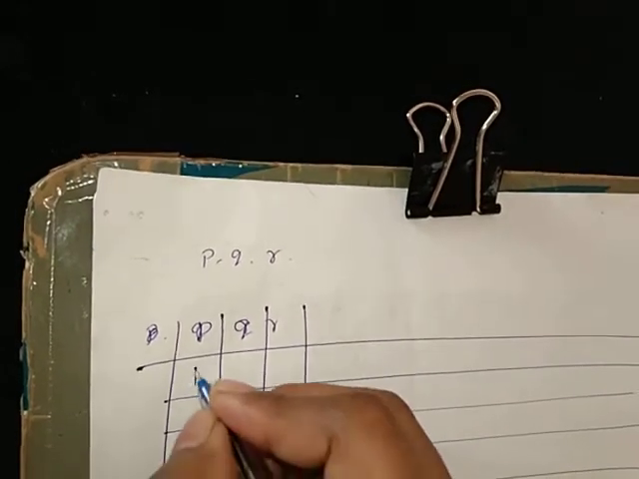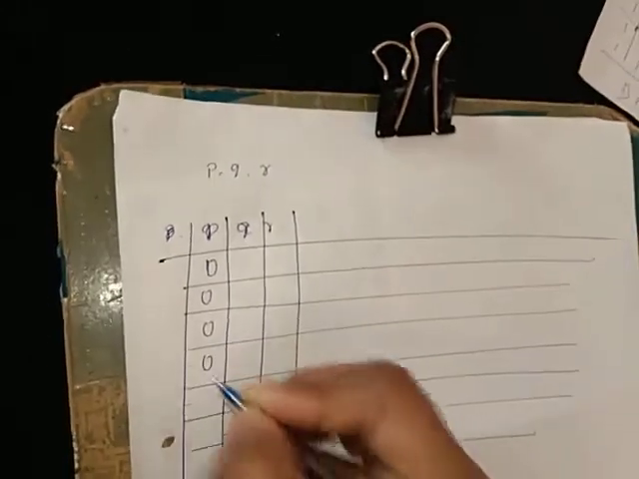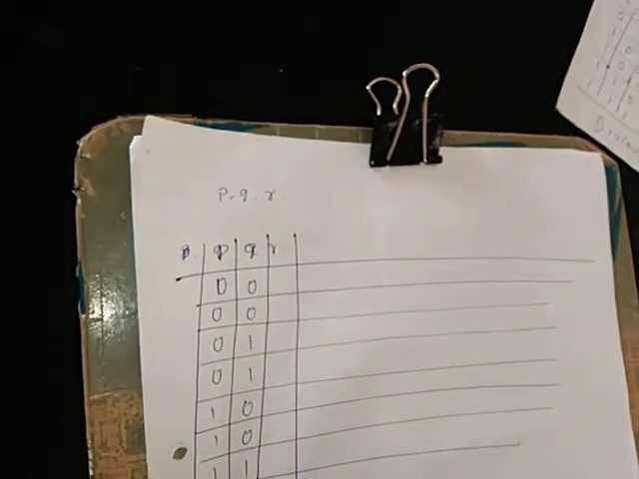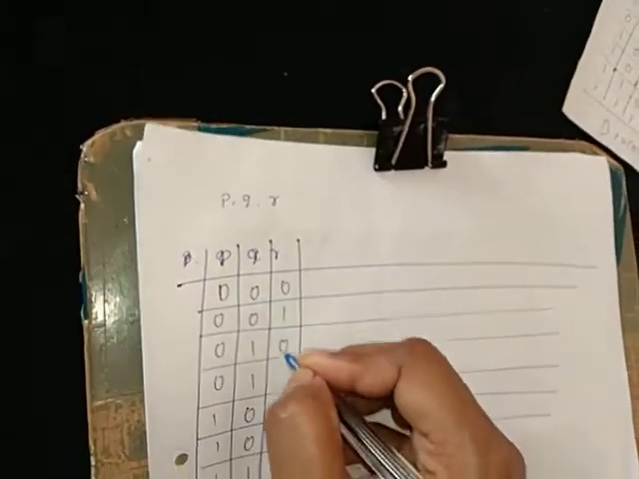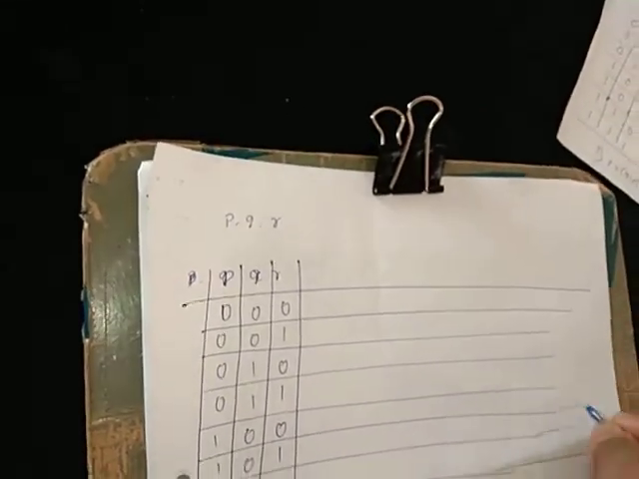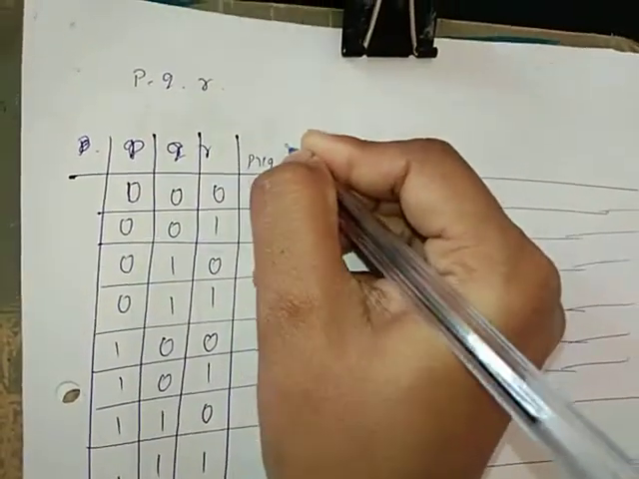Again, we are constructing the table for P, Q, R. 0, 0, 0, 0, 1, 1, 1, 1. 0, 0, 1, 1, 0, 0, 1, 1. 0, 1, 0, 1, 0, 1, 0, 1. First, we have written all possible truth values here. For these truth values, we are constructing P or Q.